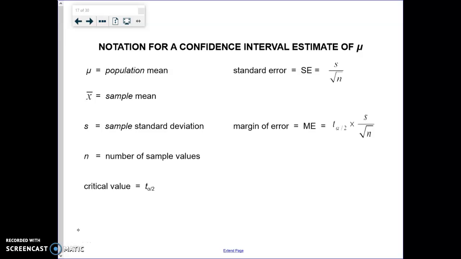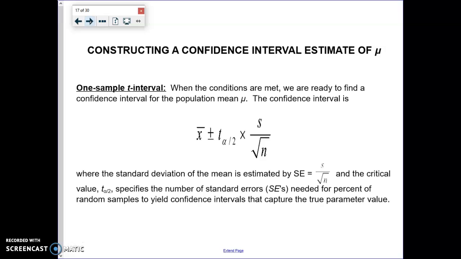Now, last episode we ended on just the notation here, which you're familiar with a lot of. Again, you can pause the video if you like and read through this, take some notes on it if you need to, or you can just skip ahead. So let's take a look at how we actually create a confidence interval.